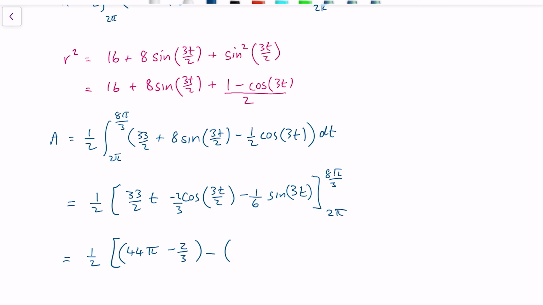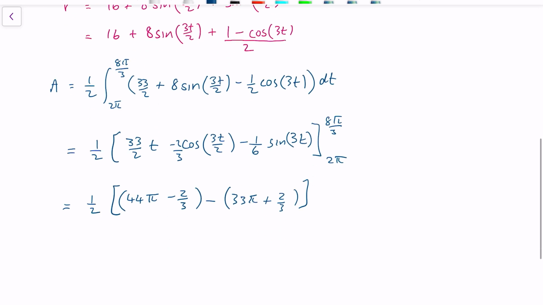And then the next one, 33 over 2 times 2 is 33 pi. Cosine of the 2 pi goes in there, the 2's cancel. You've got cosine of 3 pi. Cosine of 3 pi is negative 1, so we've got plus 2/3. And then again, the sine bit is 0. And okay, if we work that out, that's 11 pi over 2. And then the minus 2/3, two of them, so minus 4/3 divided by 2 is minus 2/3.